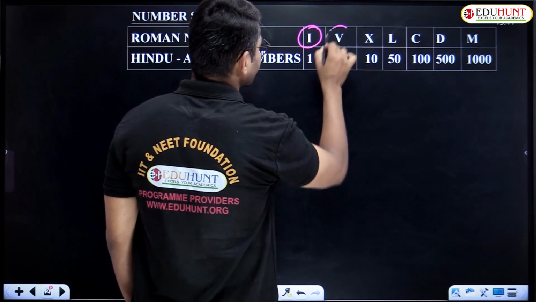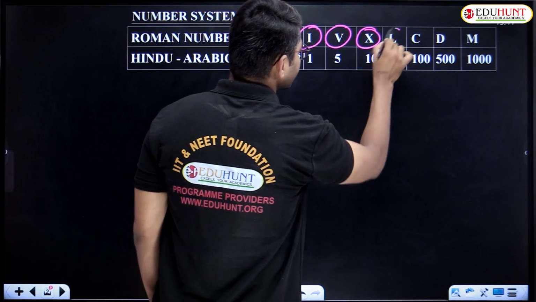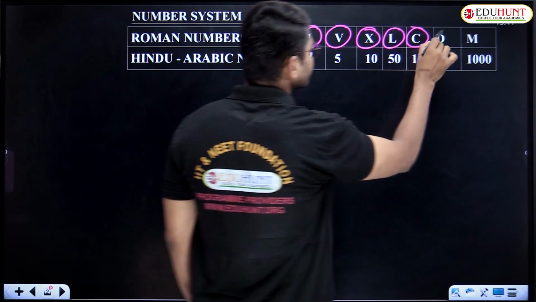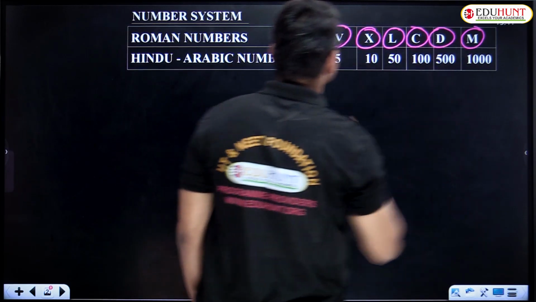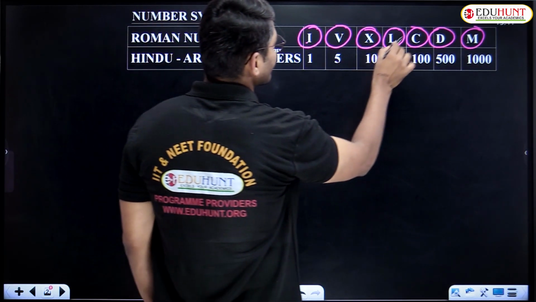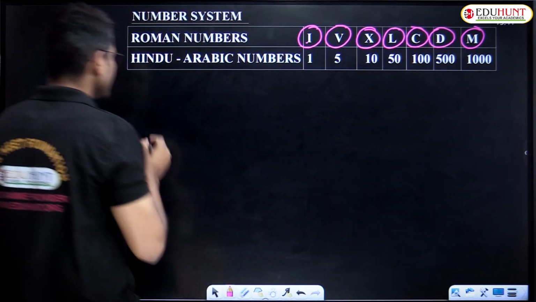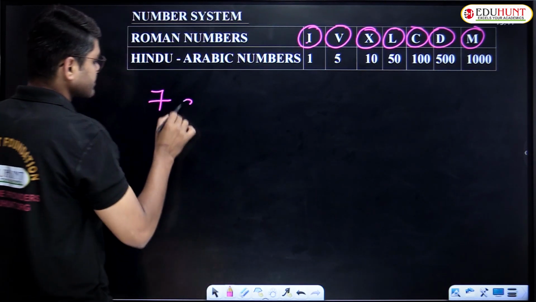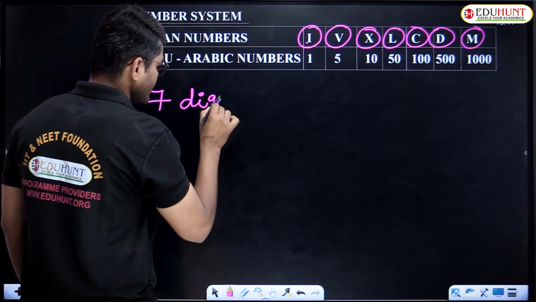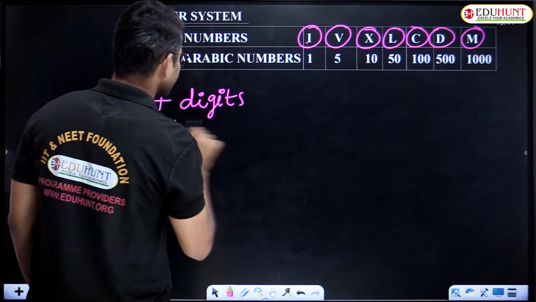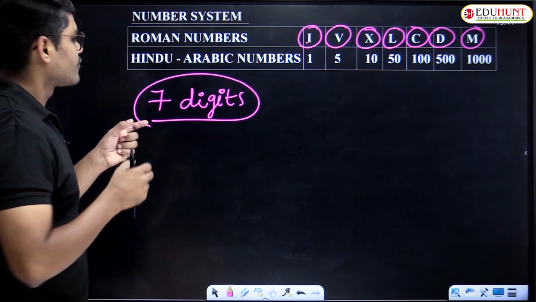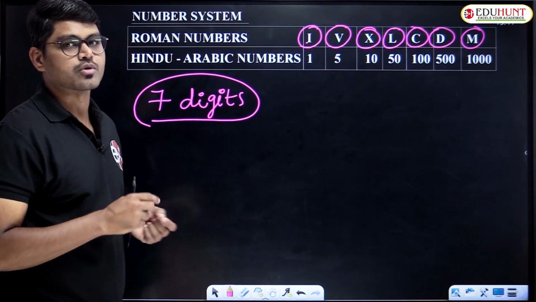I, V, X, L, C, D, M. That is 1, 2, 3, 4, 5, 6, 7. We use only 7 digits. By using these 7 digits, we form the numbers in Roman numerals.